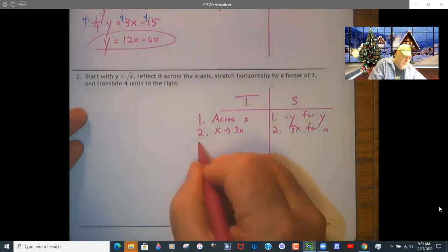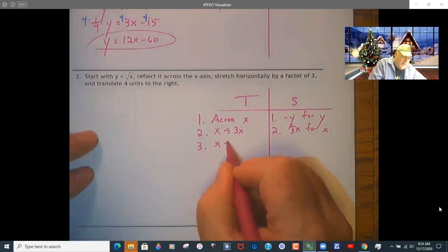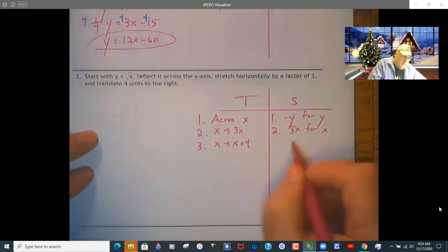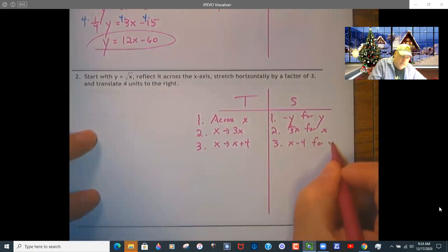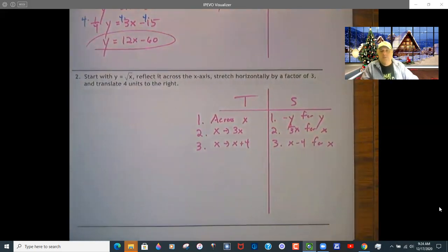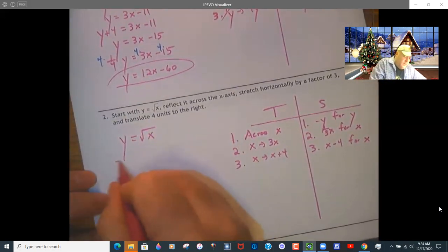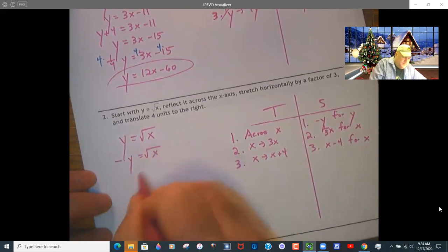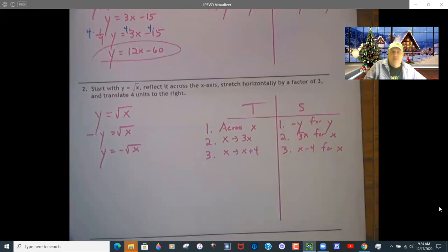And then step 3, translate 4 units to the right. So that's x. And so x minus 4 will go in for x, and then we'll also simplify. So we have 3 things to do, starting with the square root of x. So negative y in for y, and we'll simplify. That's really easy to do, by the way. You just take the negative to the other side.